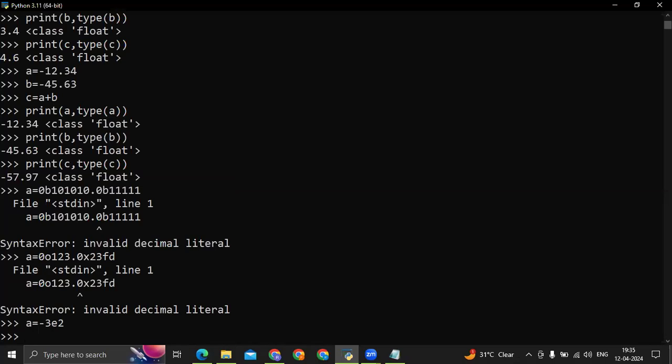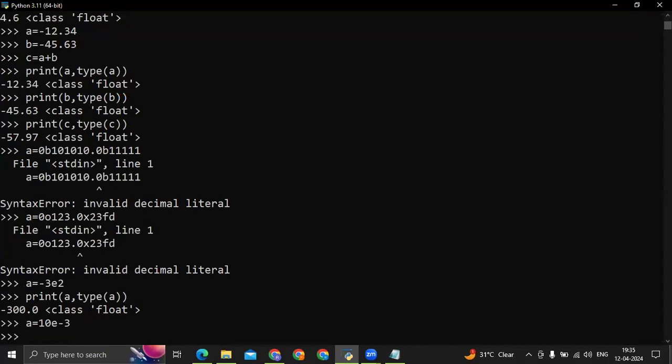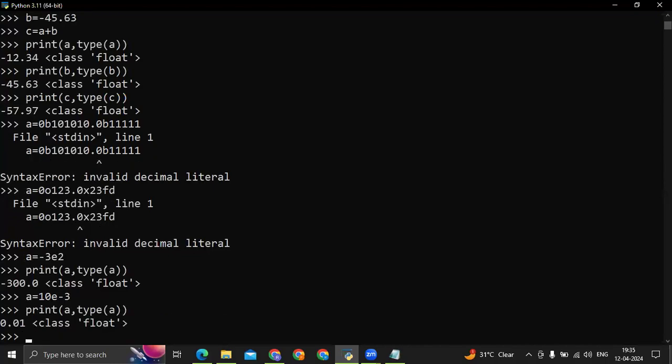See, now if I write print A, comma, type of A, we get minus 300.0. Now, if I write A is equal to 10e minus 3, and print A, type of A, we get 0.01.